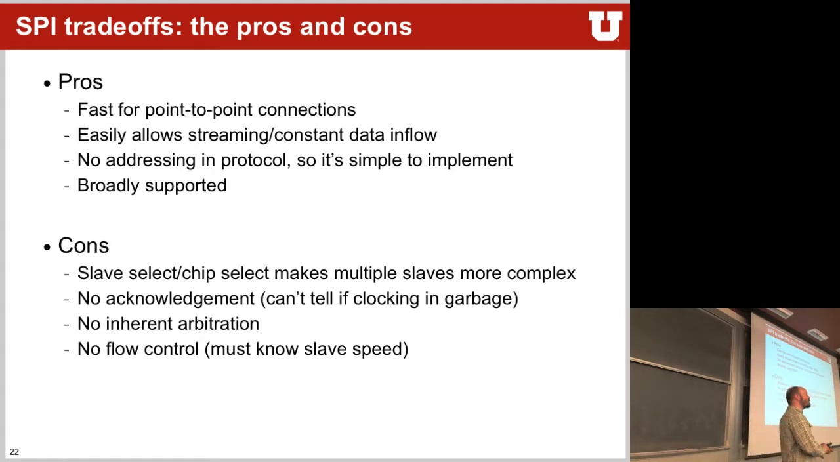The cons are you do need a slave select line. So if you have a lot of devices, it can become cumbersome to deal with. There is no acknowledgement. You never really know: did the device actually understand me, and did it receive the bytes that I sent over? There is no arbitration. As you saw, multiple lines are shared between the slaves. It could happen that two or three slaves, by mistake, write into the same line, and that's a problem. You have two devices that are fighting each other.